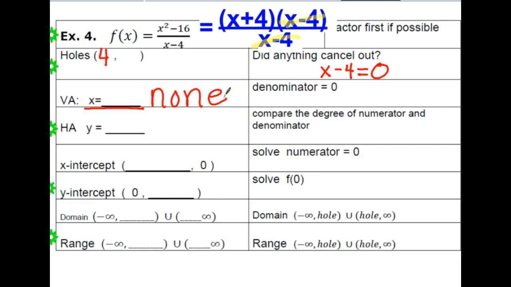What's the numerator that's left? Where you solve that, what's the x-intercept going to be equal to? Subtract 4 from both sides.